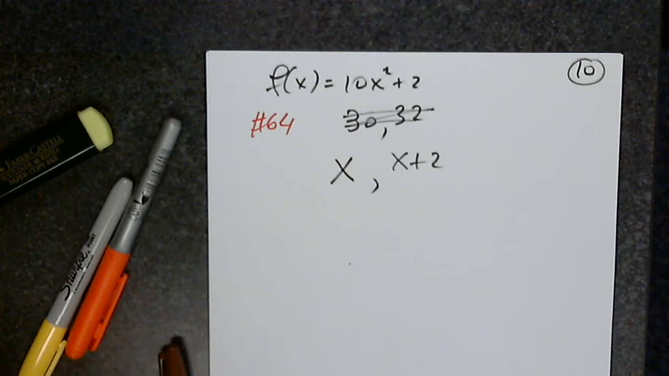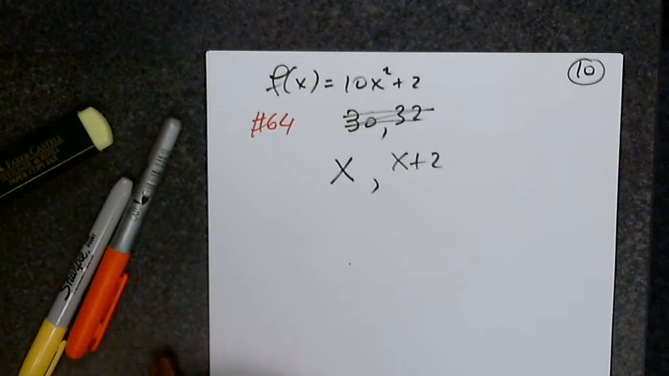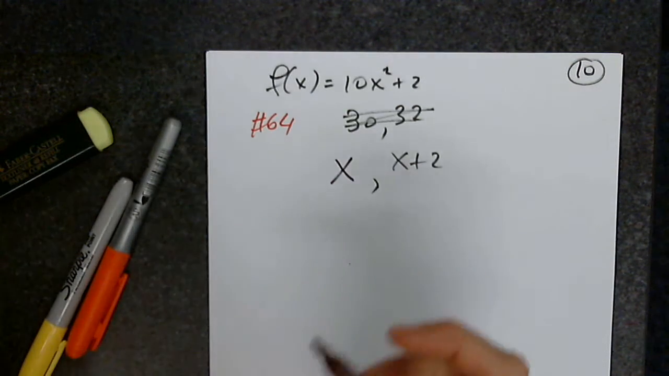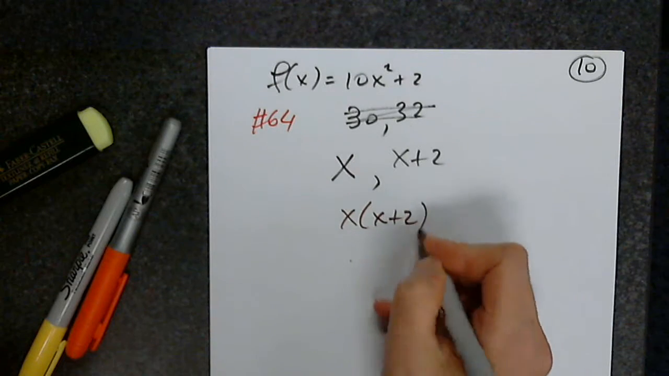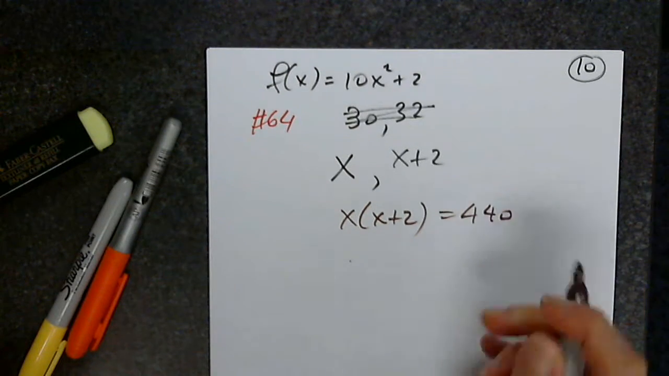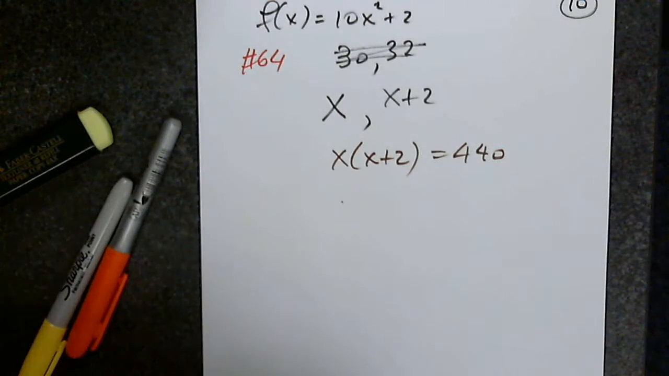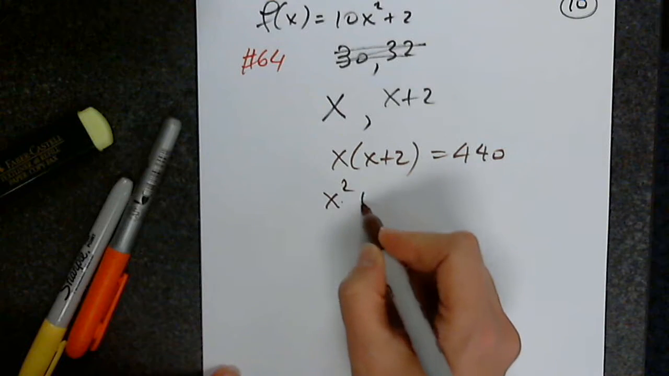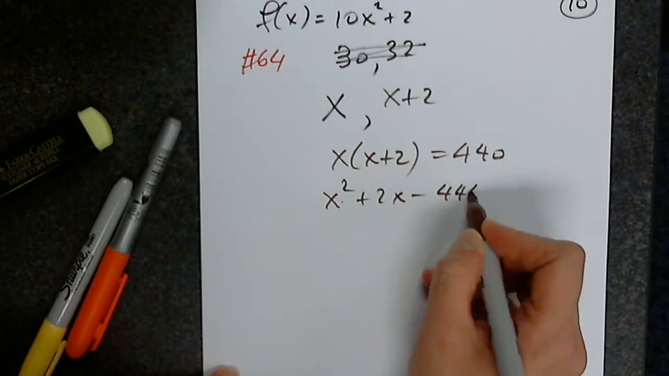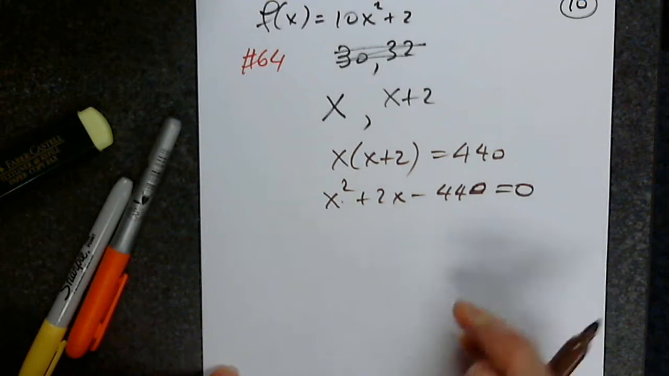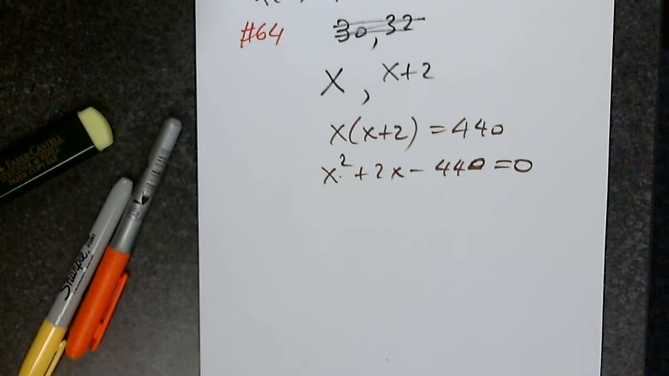Can anyone set up anything for us? x times x plus 2 equals 440. Very good. Now what? Very good. x squared plus 2x minus 440 equals 0. Okay, so let's work on this problem.